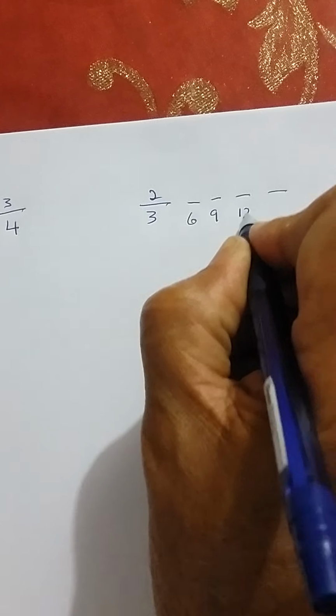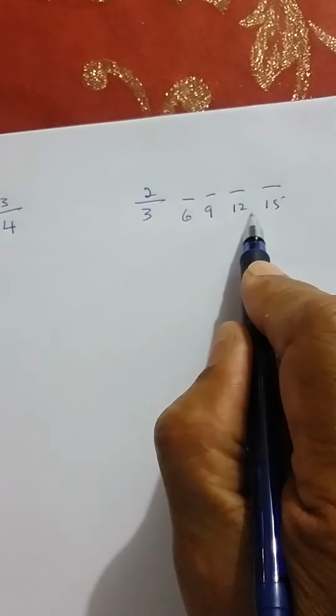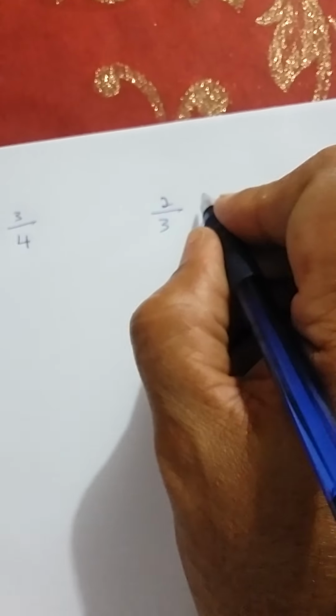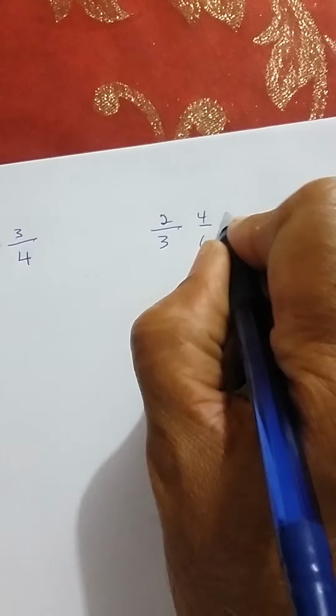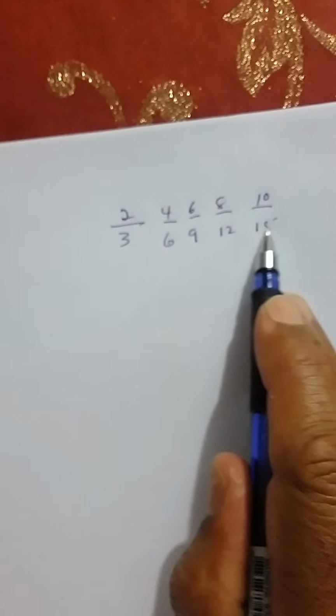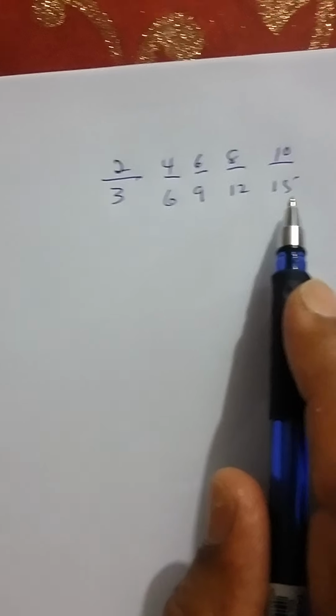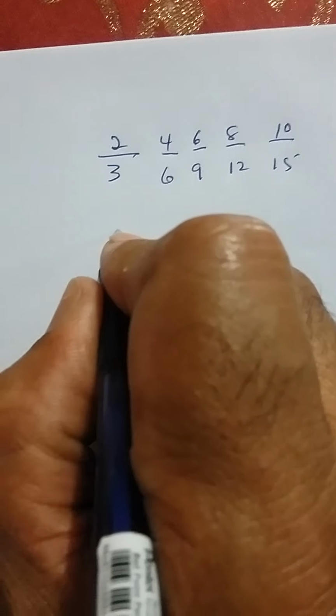some columns there: 3, 6, 9, 12, 15. So we list the multiples of 3 here and the multiples of 2: 2, 4, 6, 8, 10. And we said all of these are equivalent fractions. Remember, equivalent fractions have a different name but the same value. Then we looked at 3/4.